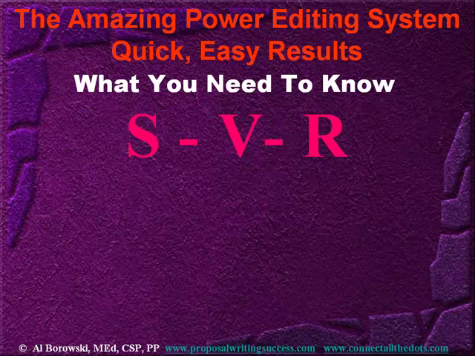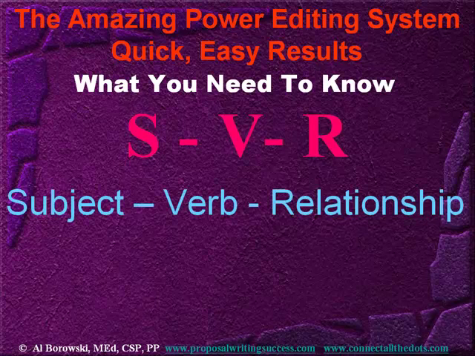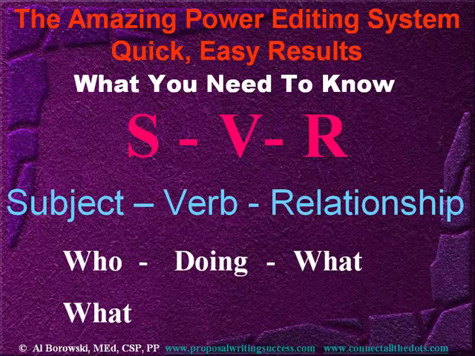The second key to good writing is what I call the SVR. That's the subject-verb relationship. Now, let me explain what I mean by subject-verb relationship. What do people want to know when they read your document? They want to know who is doing what, or what is doing what. How does this happen? Where does it happen? When does it happen? And how do you express this?